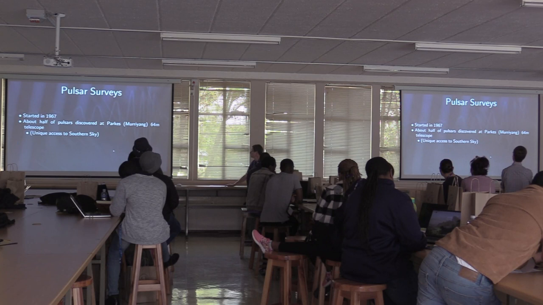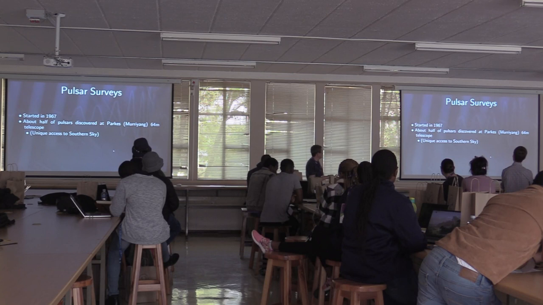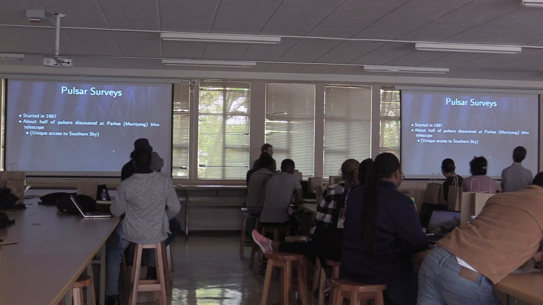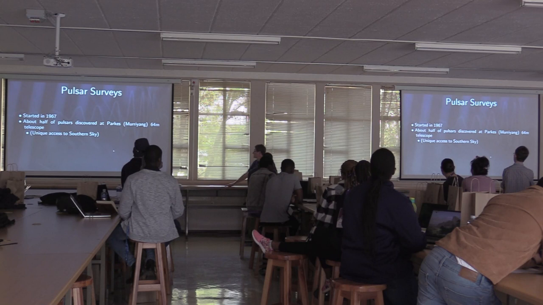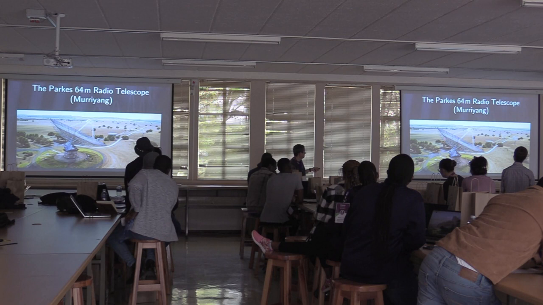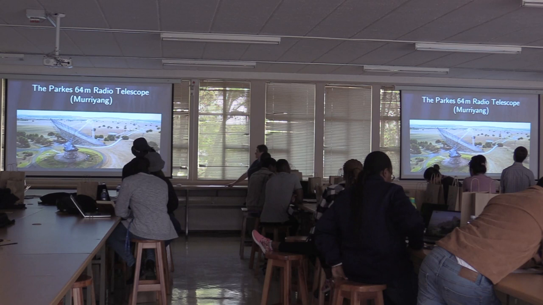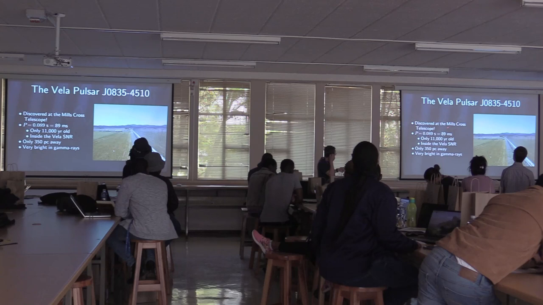Pulsar surveys are done by telescopes all around the world. It turns out you're much better off doing them in the southern hemisphere than the north, because we're facing the centre of the galaxy. And MeerKAT's being very successful at discovering a lot. This is the telescope I was trained on. It's called Parkes in Australia, and it's found about half of the pulsars. This is the Mills Cross telescope, which had found half the pulsars like 30 years earlier, including the Vela pulsar.